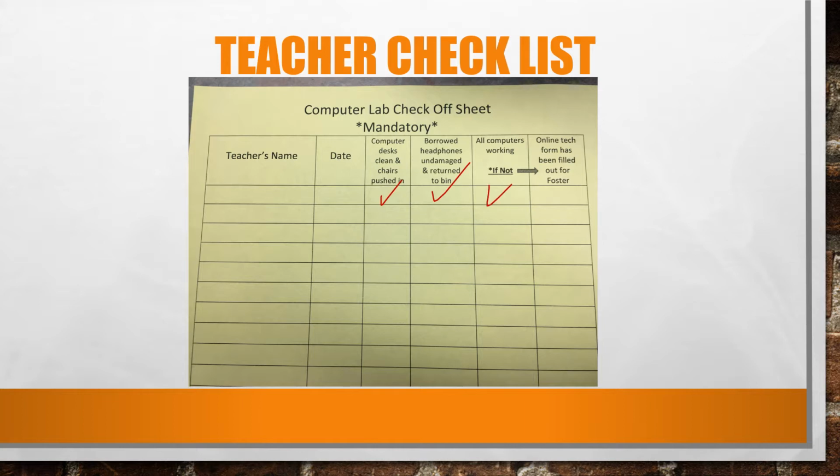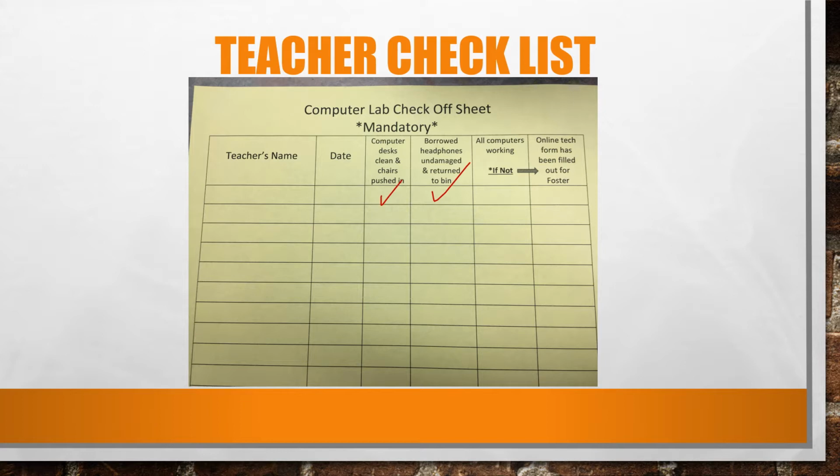Teachers, remember, I don't come into the labs unless I know there's a problem. So if there is a problem, I need to know about it. Otherwise, if you haven't told me, I have no way of knowing. And the way you're going to do that, remember, is with that new online form that we have.